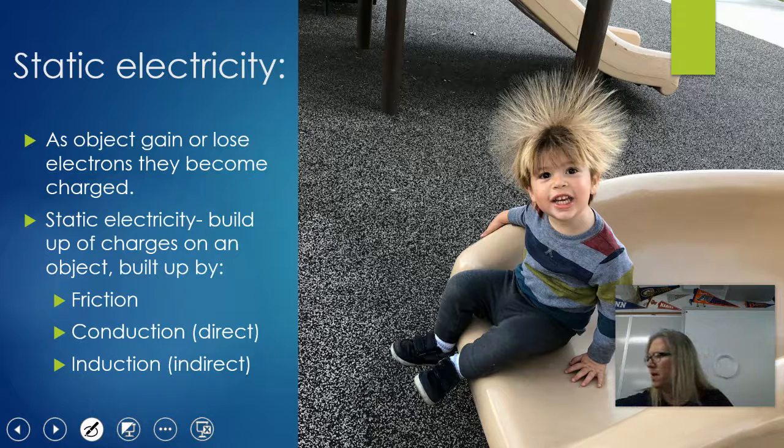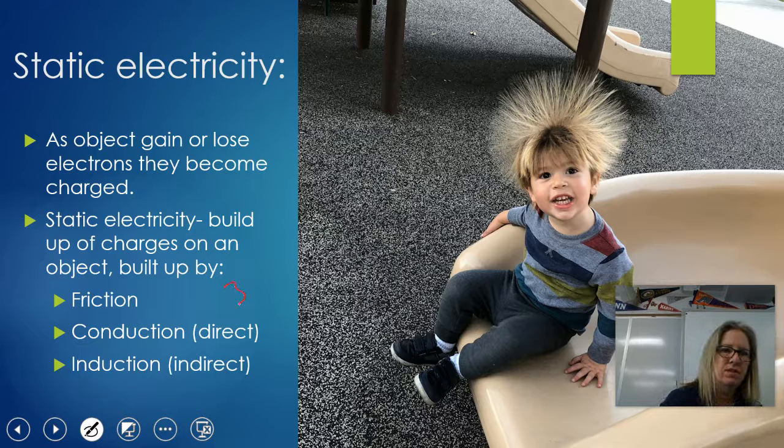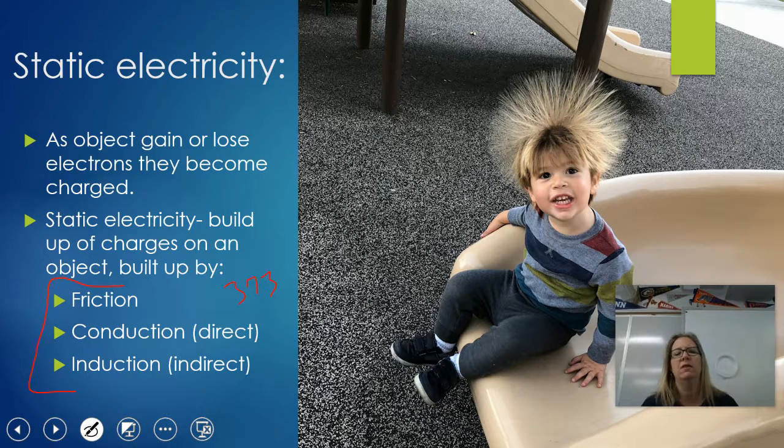If you look at page, let's see, page 373, it'll talk more about this, but those are the three main ways that these charges can be built up. Friction being a really common one. Conduction is through touching something, and induction is just those fields being able to distribute the charges there.